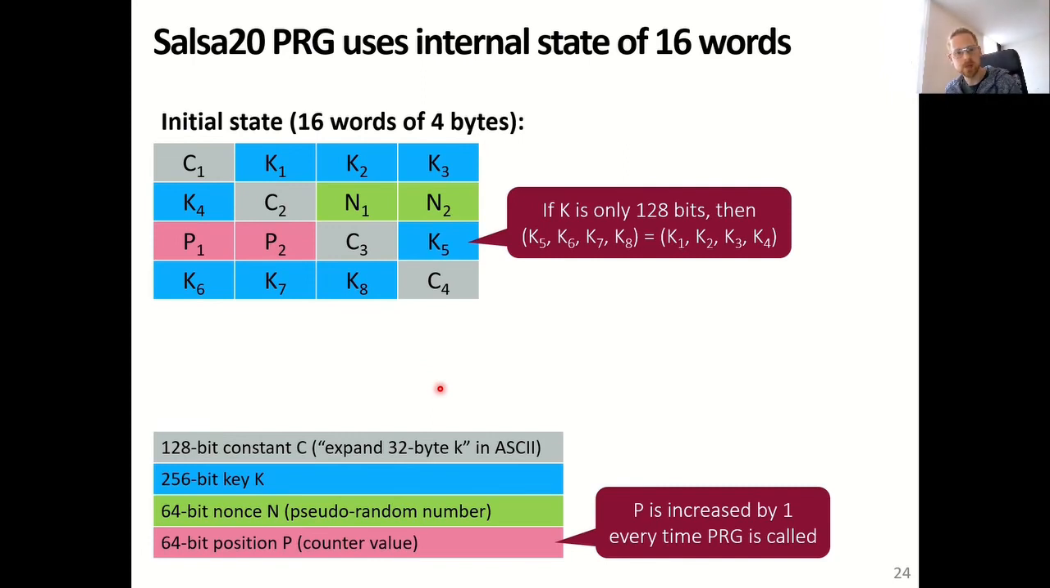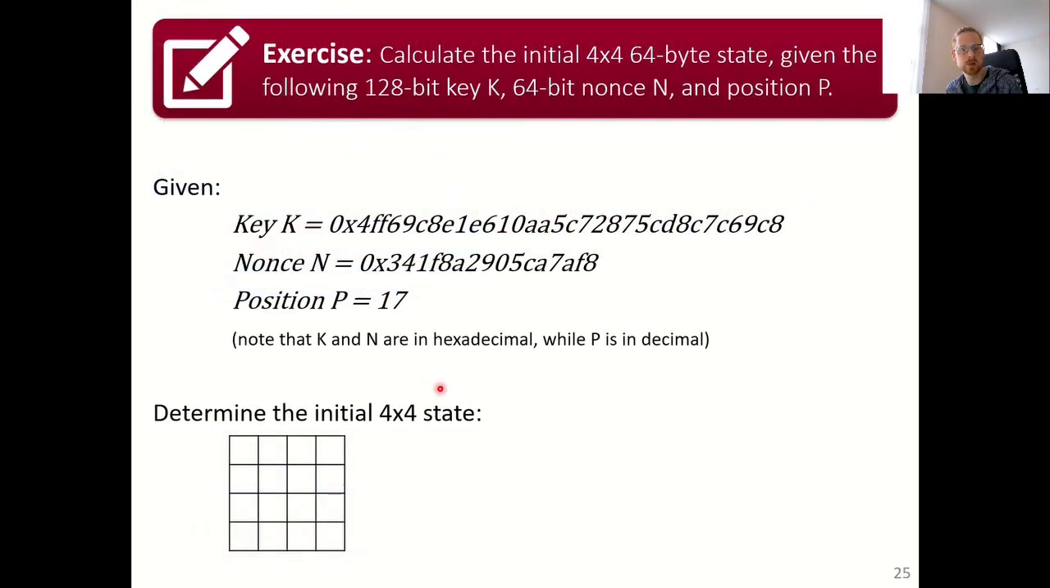And to see if this is clear for everyone, I have an exercise for you that you can solve on your own. The question is: calculate the initial 4x4 64-byte state given the following 128-bit key K, 64-bit nonce N, and position P. Note that in the given inputs, the key and the nonce are written in hexadecimal format, while the position is written in decimal format. The goal of the exercise is for you to calculate the 4x4 initial state.